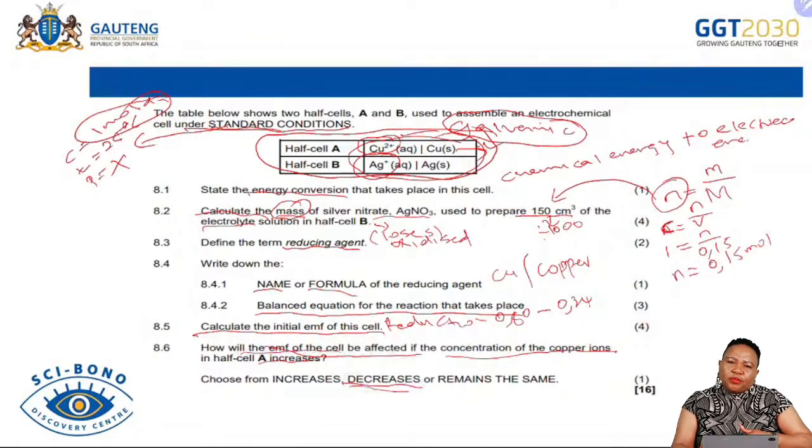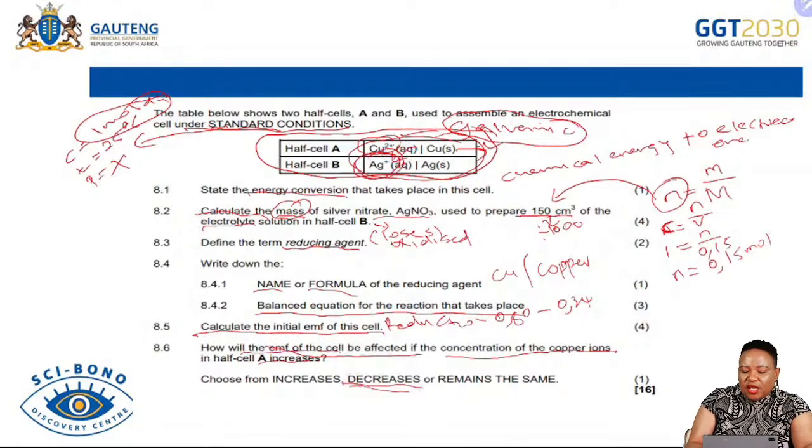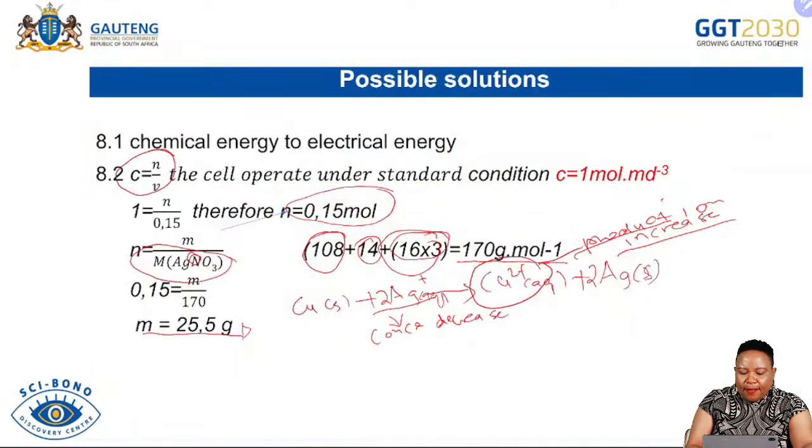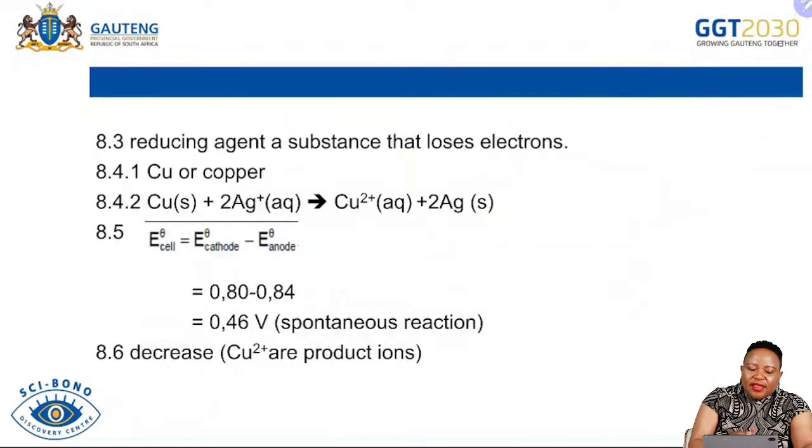The only way to increase the EMF of a cell is by increasing or adding the silver nitrate solution, which will be our reactant ion, and that will increase the cell potential. And we can also explain this using Le Chatelier's principle, which will favor the forward reaction by increasing the concentration of the reactant. So these are the possible solutions for our question.